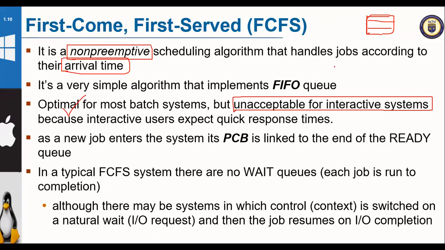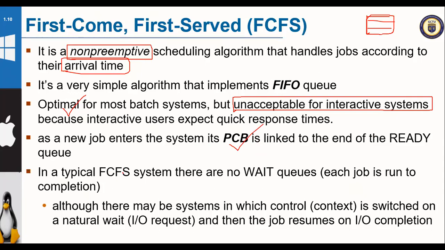That thing is sometimes quite annoying and it is not acceptable for interactive systems, okay? As new jobs enter the system, their PCB is linked to the end of the ready queue. I'm sure by now you are conversant with the PCB, that is the process control block.